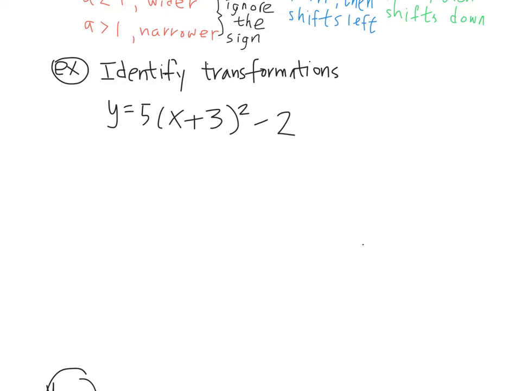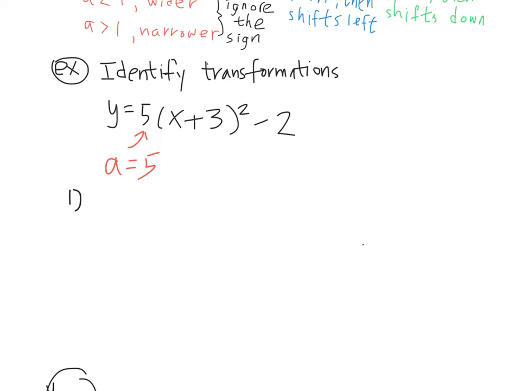Okay, so now let's identify what we have. So we notice that a is equal to 5. This is the number from the very beginning, and from that we can make two transformations that we noticed. Notice there are two transformations. So the first one, it's a positive or negative.